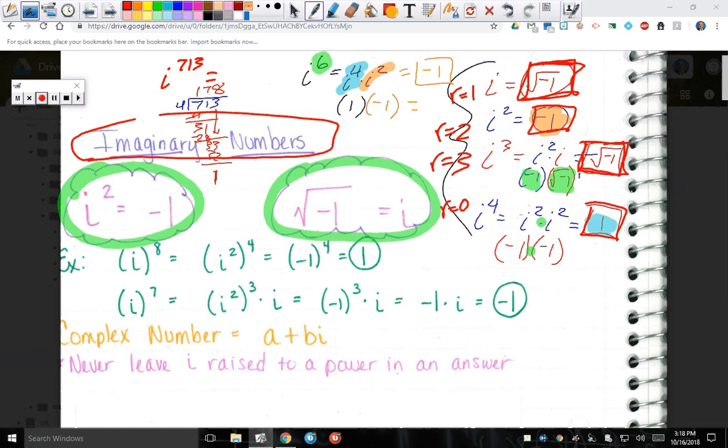If the remainder is 1, what is my final answer, anybody? Square root of -1, because here is where that category would lie. So you'd say the square root of -1 is what i to the 713th power equals. Okay?